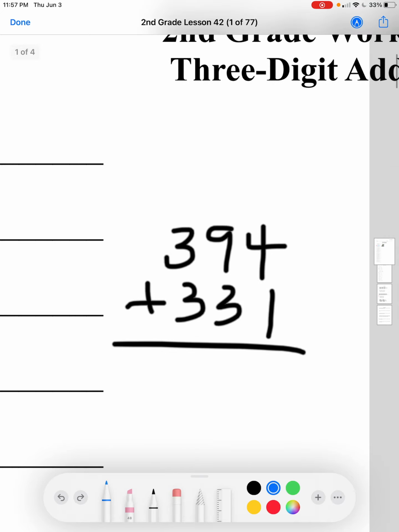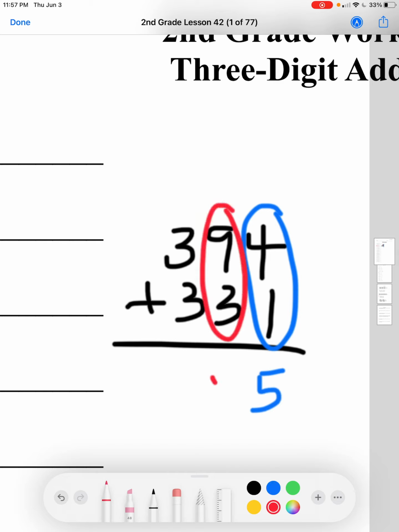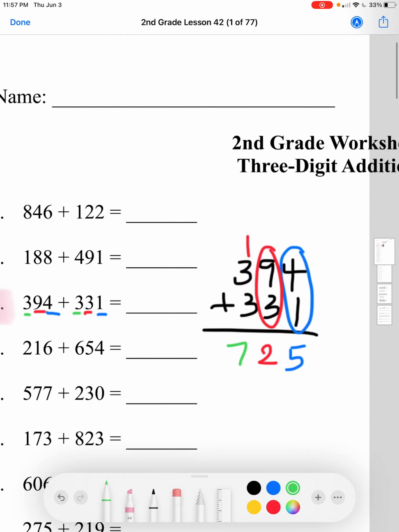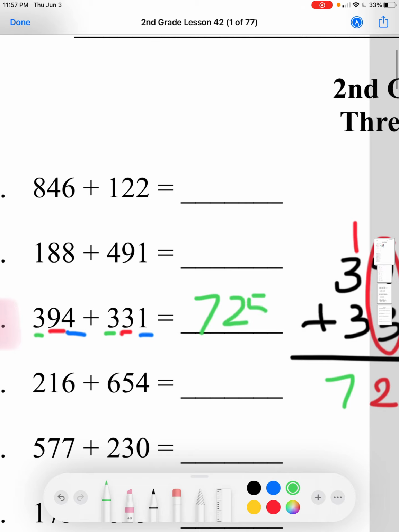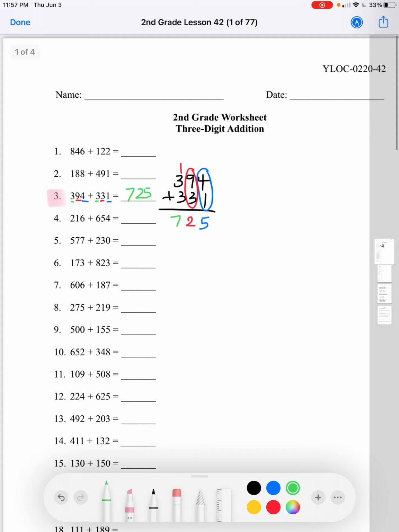So let's start in the ones place. We have 4 plus 1, which is just 5. And then the tens place, 9 plus 3 equals 12. That's 1 plus 3, which equals 7. So the answer to that is 725. And that's it. That's how you do the 3-digit addition on this page.